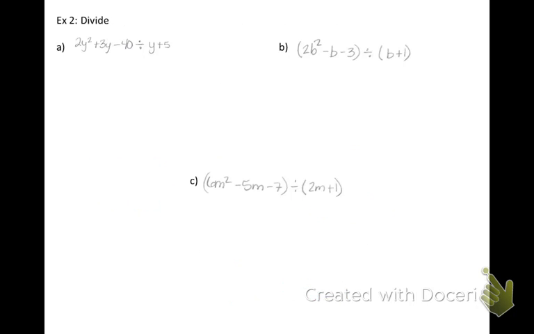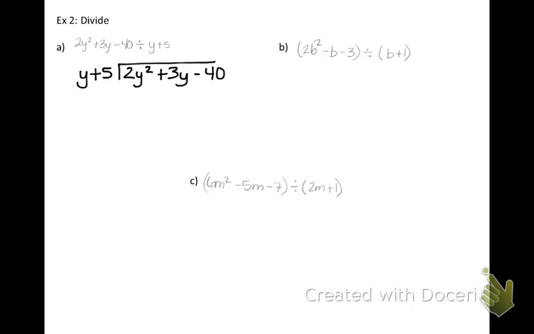All right, next part. A little bit more in depth. You have to divide by a binomial this time. So now we're going to do long division. That doesn't sound fun. So you first put the second part, y plus 5, on the outside of your long division. And the first part goes inside: y squared plus 3y minus 40.